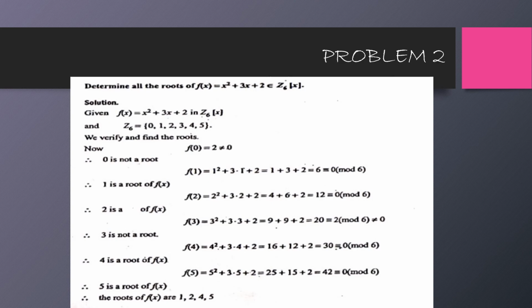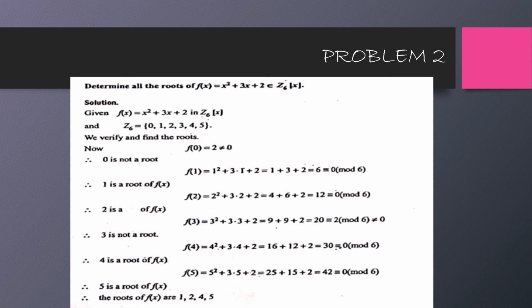So 0 is not a root. Why is 0 not a root? Since I substitute 0, I'm not getting an answer as 0. Only if I substitute a value and the answer is 0, then only I can declare it as a root. So my answer is not 0, right? So 0 is not a root. Now, since I substitute 1, what is my answer here? 0. So 1 is a root.